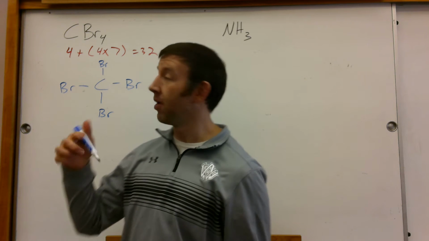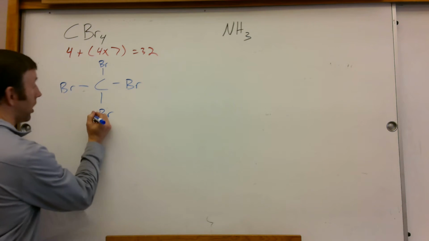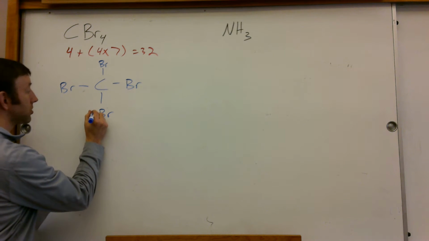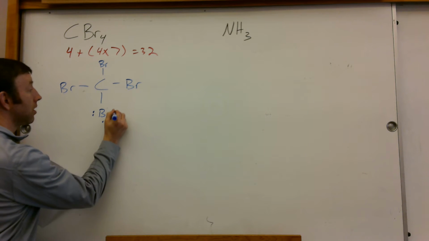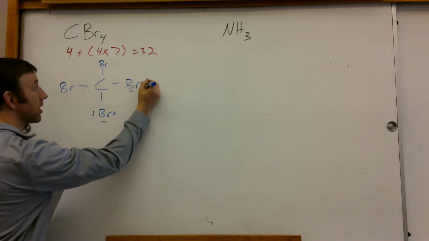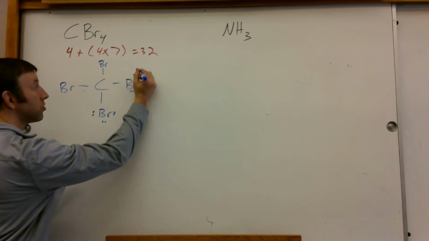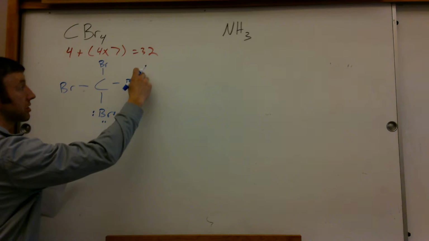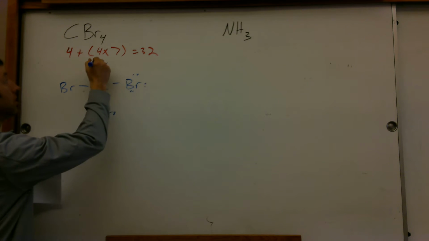Anyway, it doesn't matter which bromine I start with. I'm going to put 2 there, 2 there, 2 there. So there's my 2, 4, 6, 8 on that bromine. 2 there, 2 there, 2 there, 10, 12, 14, 16, and an octet.